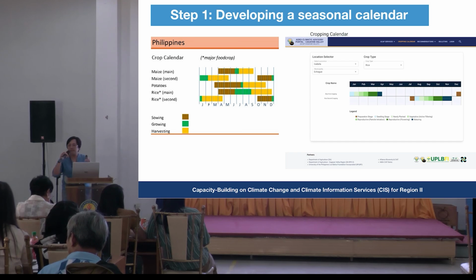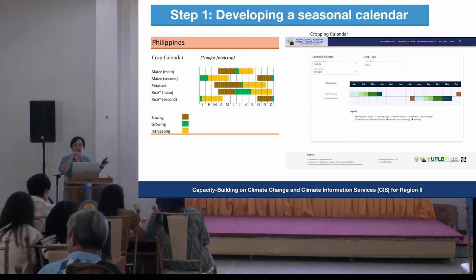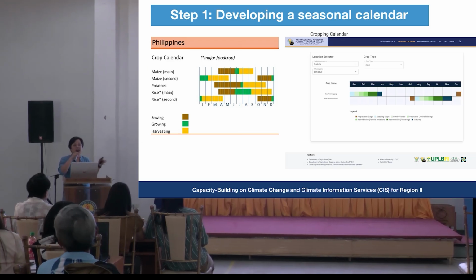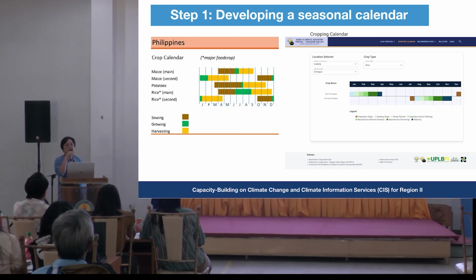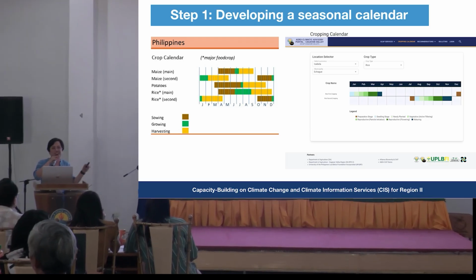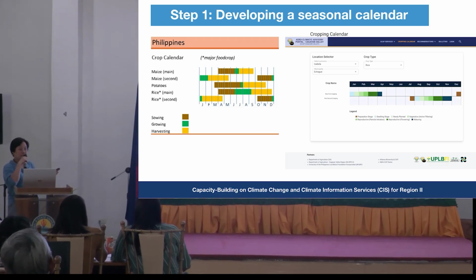O kaya kung sa fishing, I'm not very much familiar po sa fishing, kung ginagamit din ba nila yung crop or yung scheduling ng mga activities sa fishing.